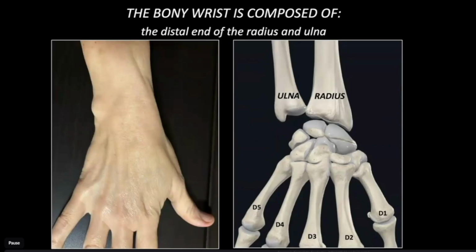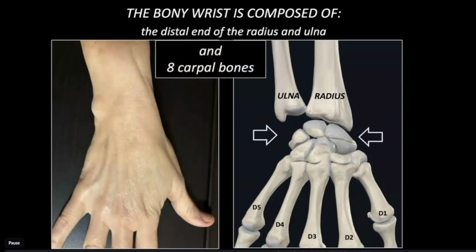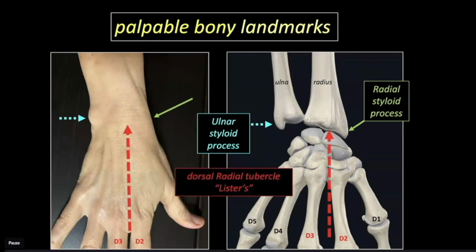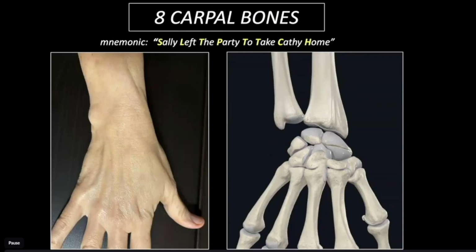The bony wrist is composed of the distal end of the radius and ulna and 8 carpal bones. There are palpable bony landmarks you want to think about on the ulnar side, the ulnar styloid process, and the radial styloid process on the radial aspect. And then the most important palpable landmark is the dorsal radial tubercle, also known as Lister's tubercle, which is slightly radial from the mid-sagittal. There are 8 carpal bones, as I mentioned.